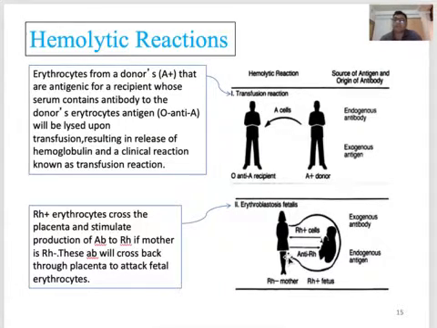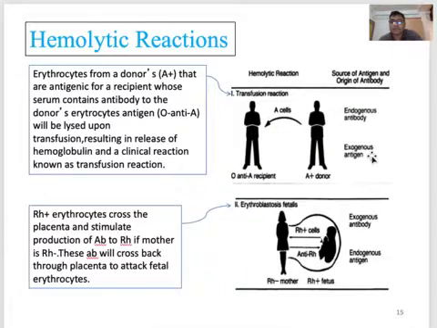So what will happen? The mother will develop anti-Rh antibody. If this anti-Rh antibody passes to the fetus, then it will destroy the blood cells of the fetus. We'll talk about this in more detail in some later slides.